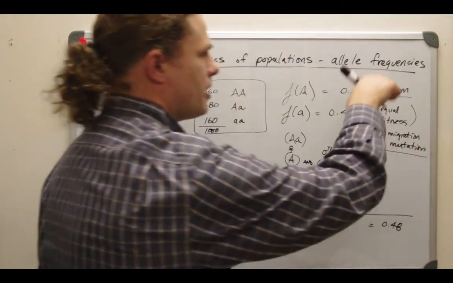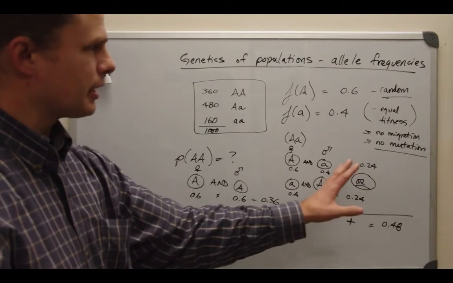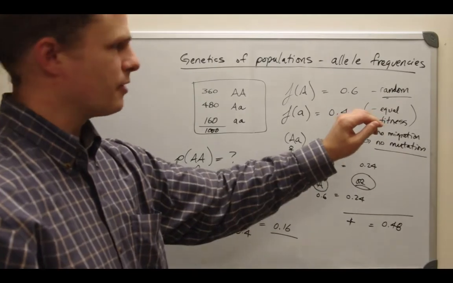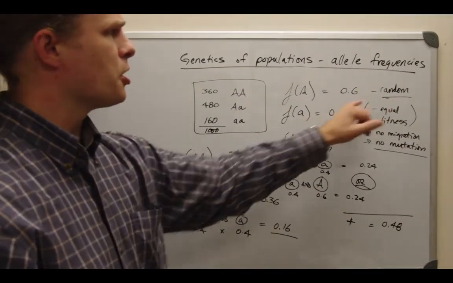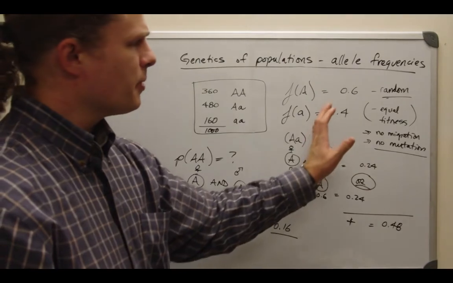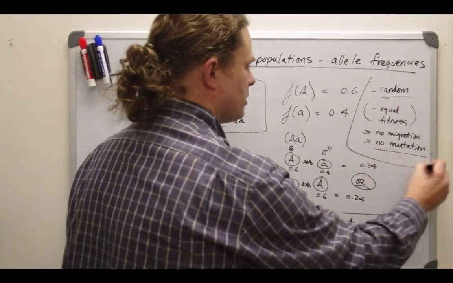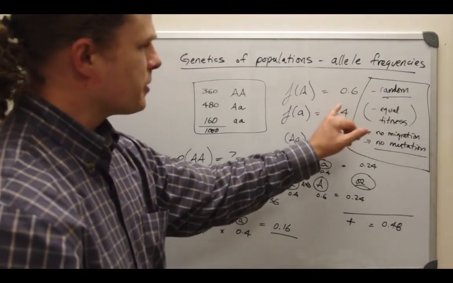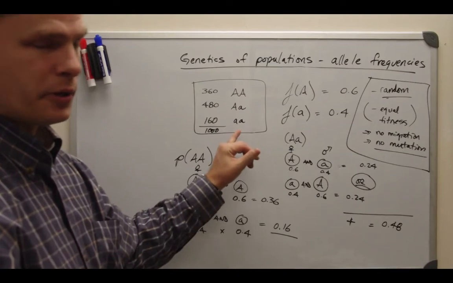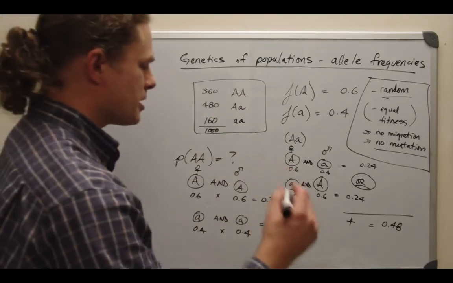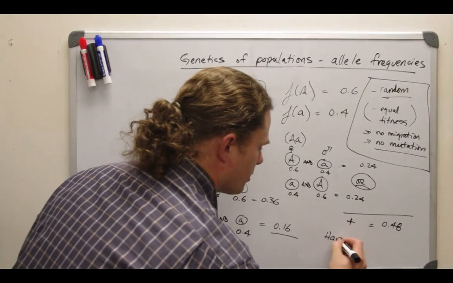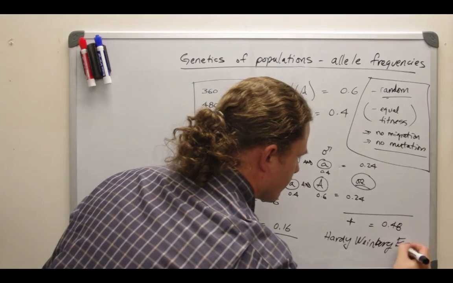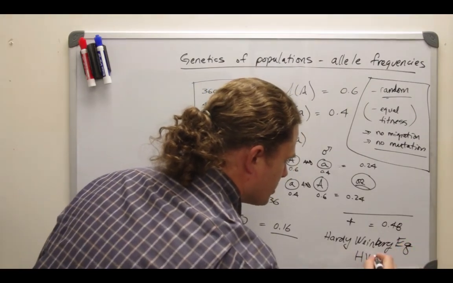Now, in reality, none of this is really happening, most likely. Most likely there is some mutation going on. There might be subtle differences in fitness. There might be, in a small population, not perfectly randomized mating. But in general, if a population fulfills these requirements, then its allele frequencies can be used to directly predict the genotype frequencies that you would see in the population. Such a population is said to be in what's called Hardy-Weinberg equilibrium, which we will abbreviate as HWE.